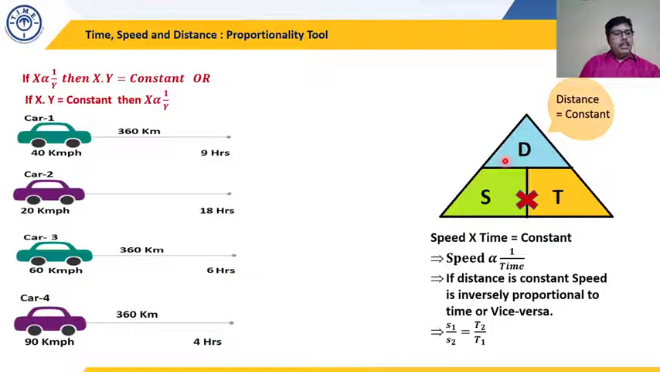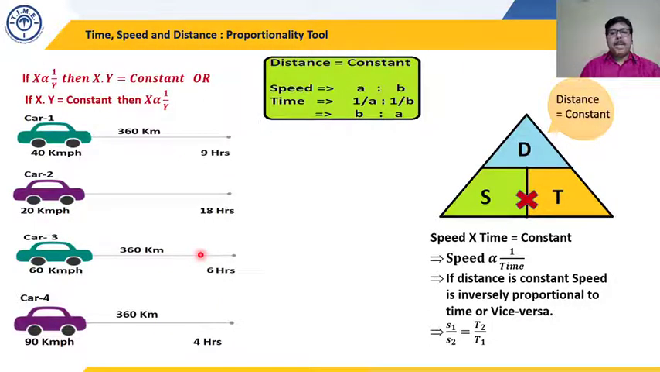You can see over here 60 is to 90, which is 2 is to 3. So what is the ratio of time? The ratio of 6 and 4 is 3 is to 2. So S1 upon S2 is equal to what? S1 upon S2 is equal to T2 upon T1, right? If this is 2 is to 3, then this is 2 is to 3. S1 upon S2 is equal to T2 upon T1, provided that your distance is constant.